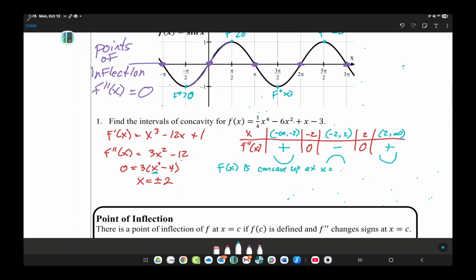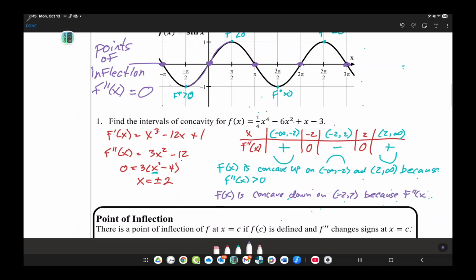At, or rather on, because these are intervals, on -infinity to -2 and 2 to infinity, because f double prime of x is greater than 0. And f of x is concave down on -2 to 2, because f double prime of x is less than 0.